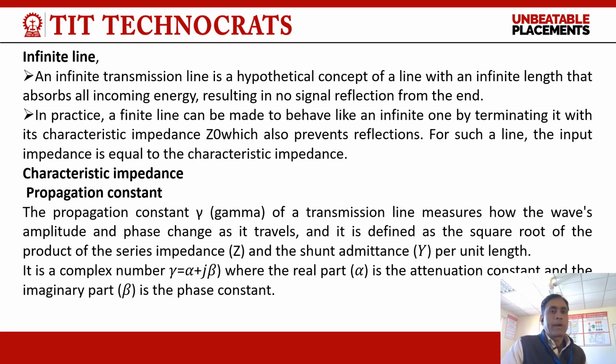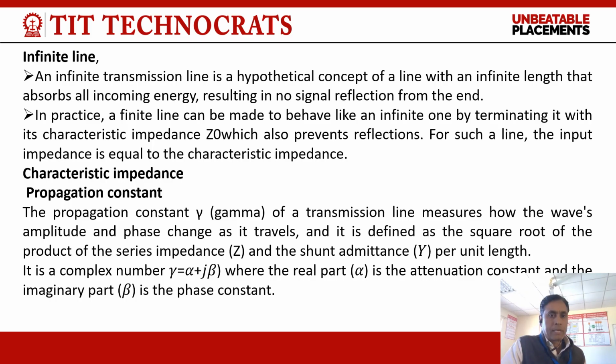Now, infinite line. The question is, what is an infinite line? An infinite transmission line is a hypothetical concept of a line with infinite length that absorbs all incoming signal, resulting in no signal reflection from the end. In practice, a finite line can be made to behave like an infinite one by terminating it with its characteristic impedance Z0, which also prevents reflections.